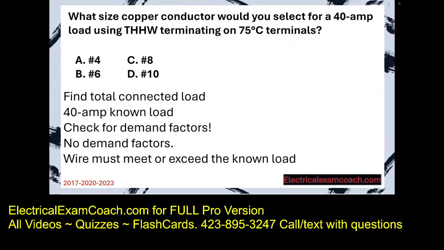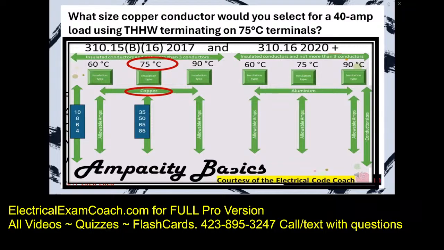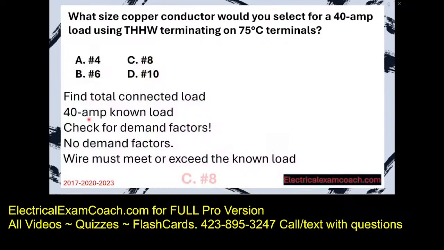We head to our primary ampacity table, and the first thing we're going to do is check the type of conductor. It's copper, so we're going to start on the left-hand side of the table. We're in the 75 degree C column because that's our terminal rating. Then we're going to slide down and find a wire that meets or exceeds the known load, and we find out that it's an 8-gauge conductor. And we select C. Great job.